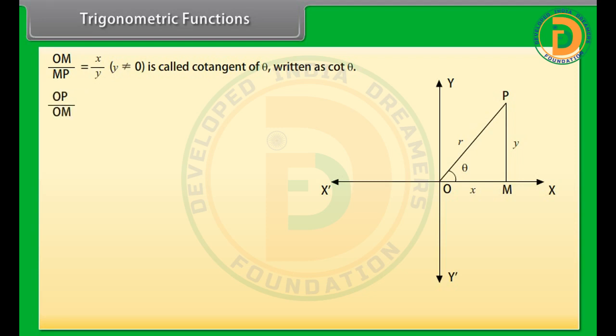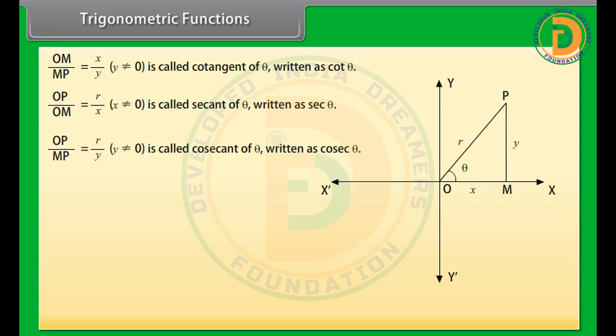OP by OM equals r by x, x not equal to 0, is called secant of theta, written as sec theta. OP by MP equals r by y, y not equal to 0, is called cosecant of theta, written as cosec theta.